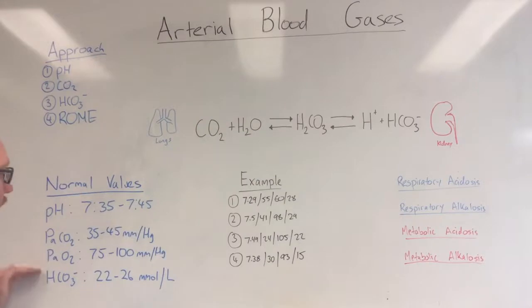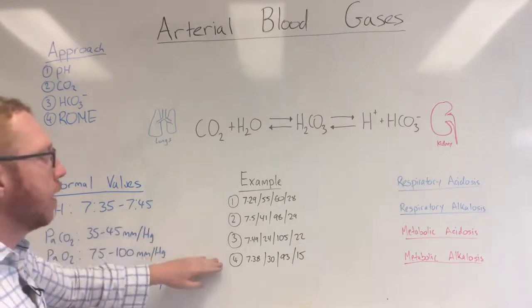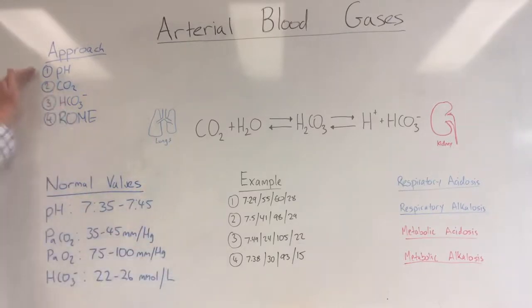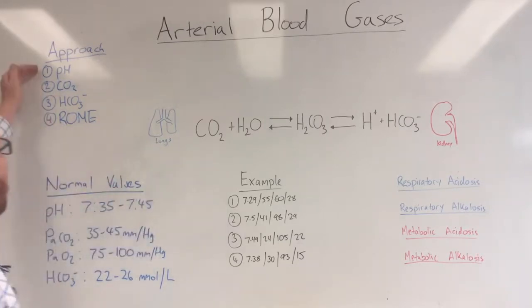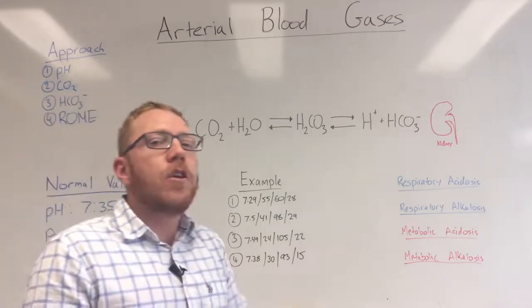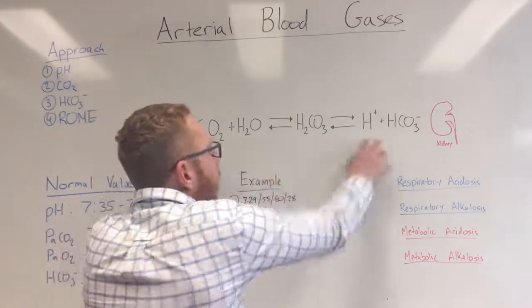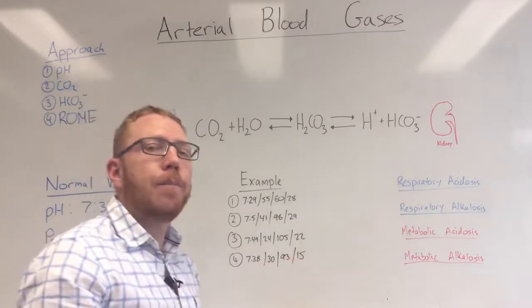Here are your normal values of how your blood gases should normally look, and we'll go through some examples of an arterial blood gas and have a four-step approach of how, when you get your blood gases, you should approach it to make sense of it. So let's firstly just revise very quickly the bicarbonate buffering system.